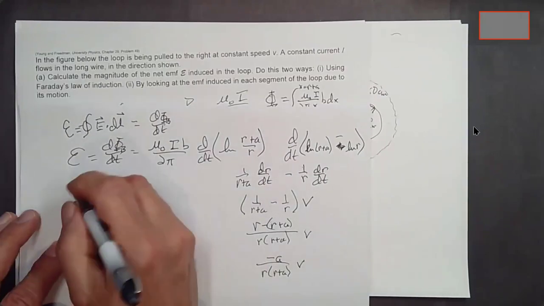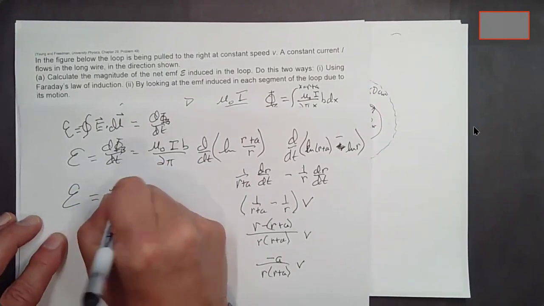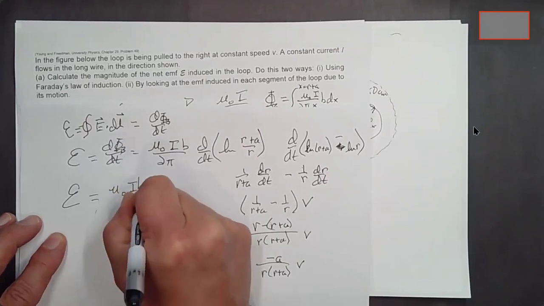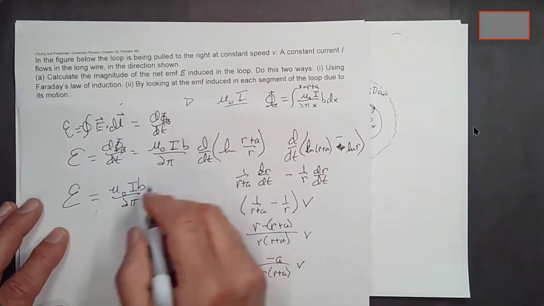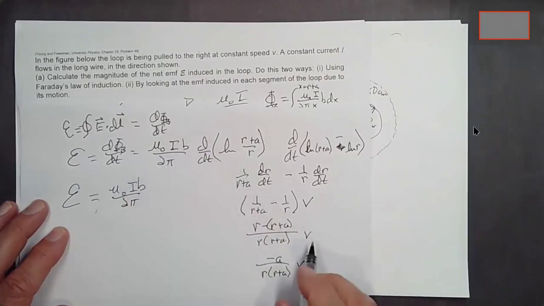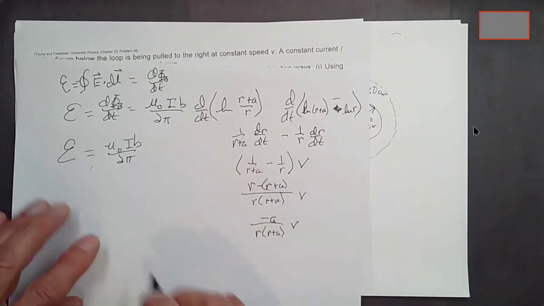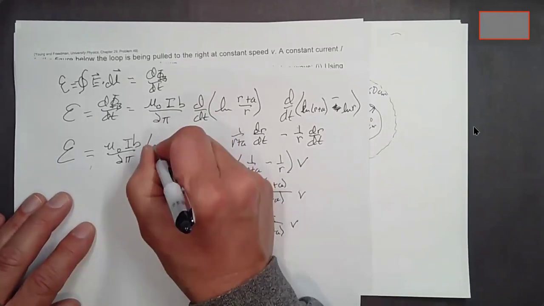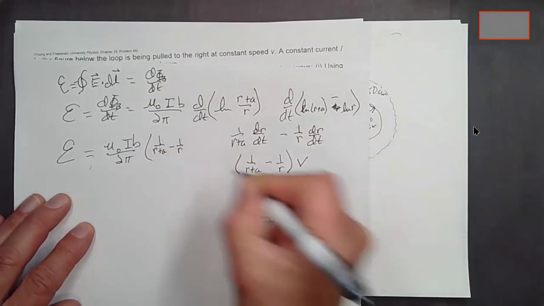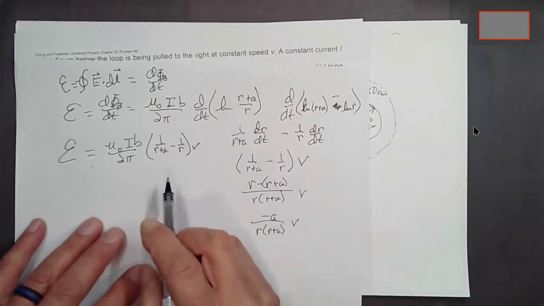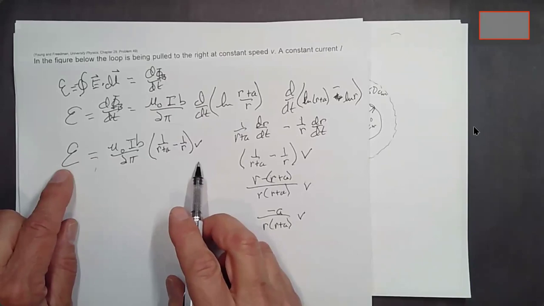Okay, but I'd end up with an induced EMF of mu naught I b over 2 pi, and then times this thing. Maybe I'll stick with that one. It looks simpler: 1 over r plus a minus 1 over r times v. So the induced EMF is proportional to the speed at which you're pulling this thing away.